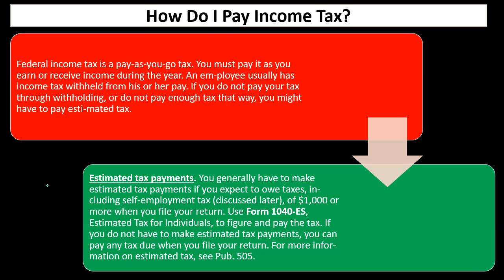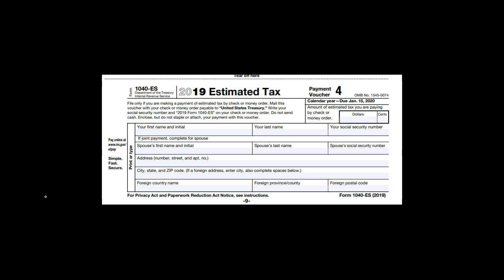Use Form 1040-ES, estimated tax for individuals, to figure and pay the tax. If you do not have to make estimated tax payments, you can pay any tax due when you file your return. For more information on estimated tax, you can see Publication 505. If you have questions on how to make those estimated tax payments, you can go to the IRS website, irs.gov. The estimated tax forms look something like this.